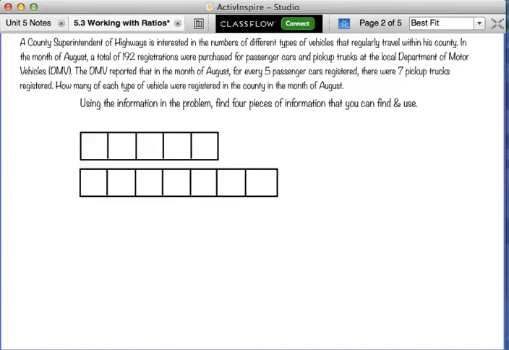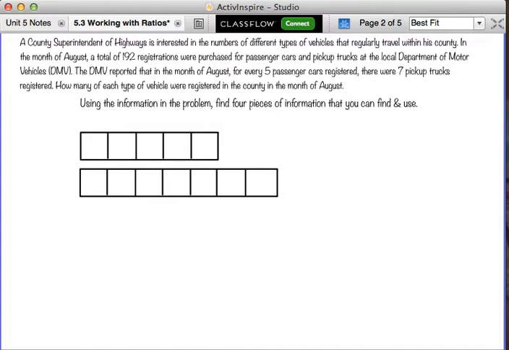So in the month of August, a total of 192 registrations were purchased for passenger cars and pickup trucks at the local Department of Motor Vehicles, which we call the DMV. And it reported that in the month of August, for every 5 passenger cars that were registered, there were 7 pickup trucks registered. We want to know how many of each type of vehicle were registered in the county in the month of August.